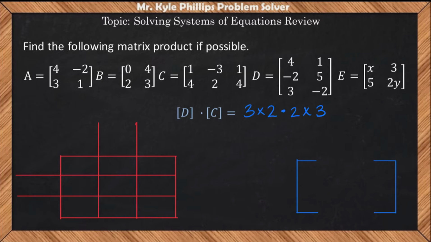Now, remember that with matrices, you must compare their interior dimensions. So that would be right here, 2 and 2. If these numbers are the same, multiplying the matrices is possible. If these two numbers are different, it is impossible to multiply these two matrices. Now here, my interior dimensions are the same. I have 2 and 2.